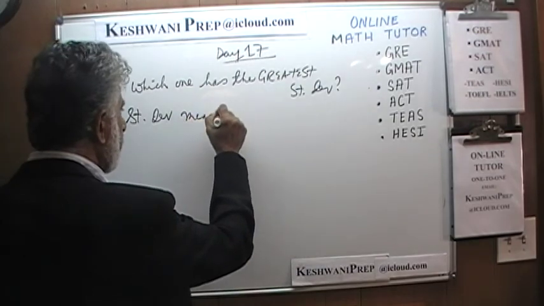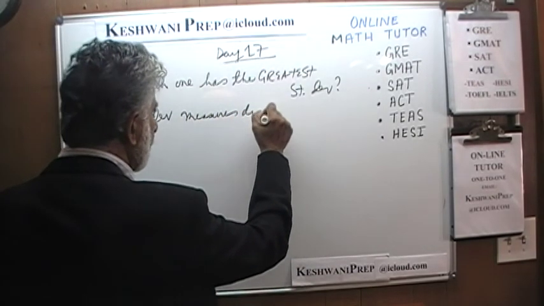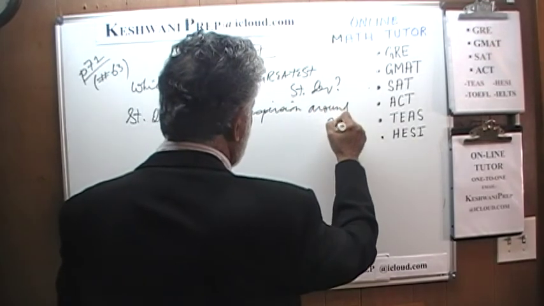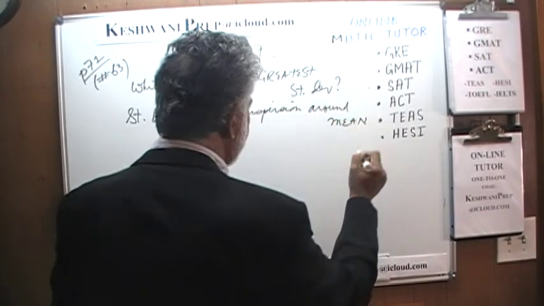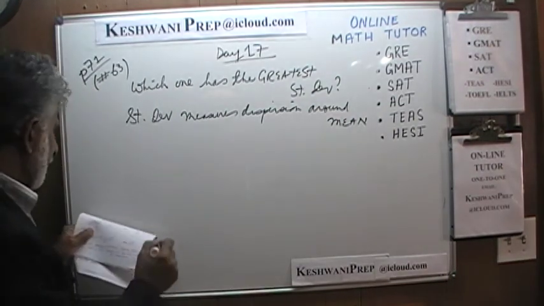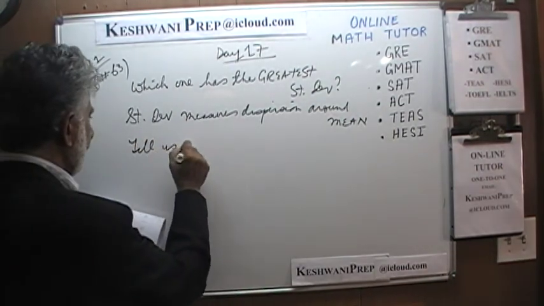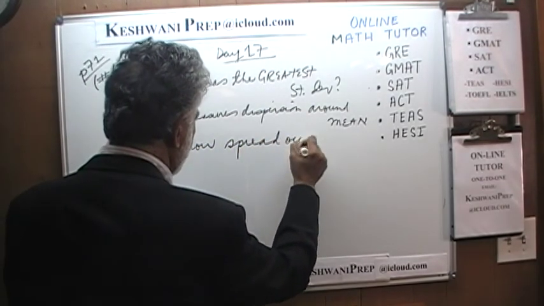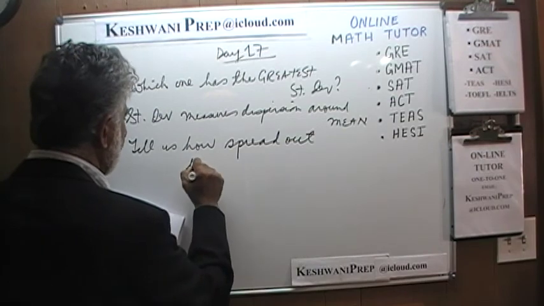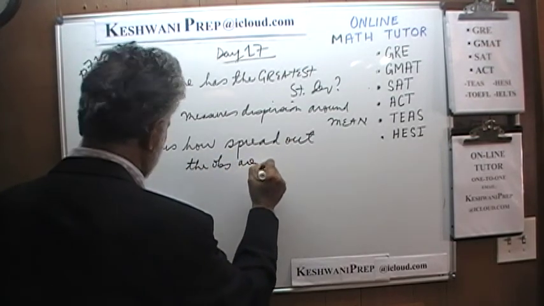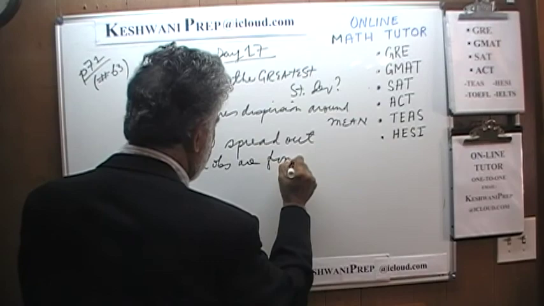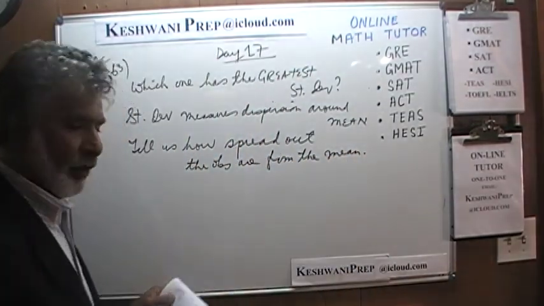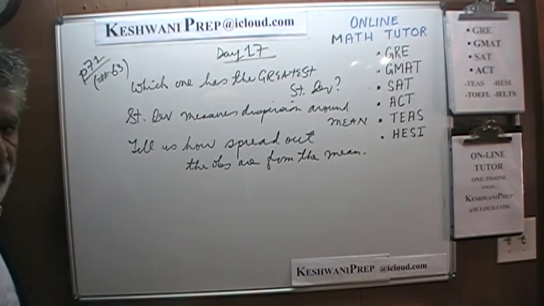Standard deviation measures dispersion around the average. It tells us how spread out the observations are from the mean. How spread out the observations are from the mean.